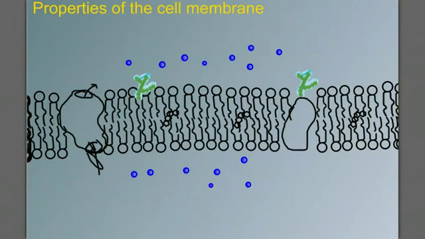Now let's talk about the properties of the cell membrane. We already said that it's a mosaic, that's one of the properties, and it's fluid, that's another one of the properties. However, probably the most important property is that the cell membrane is selectively permeable. That means that it lets some things pass through it, but not others. So let's think about this. What type of particles could move through the cell membrane?